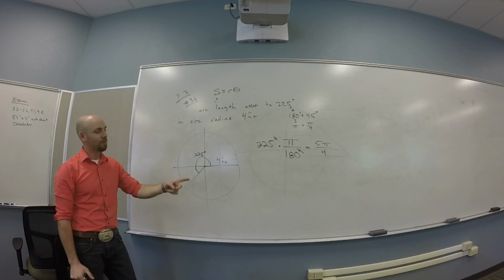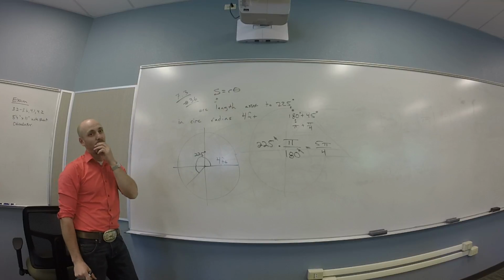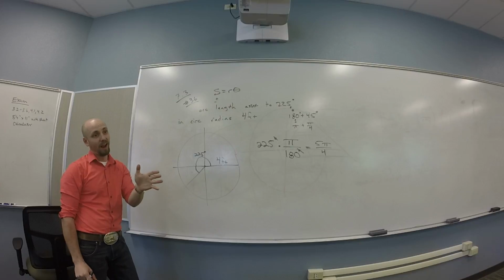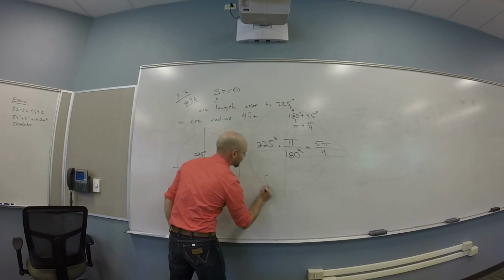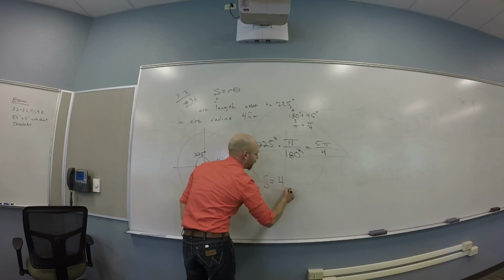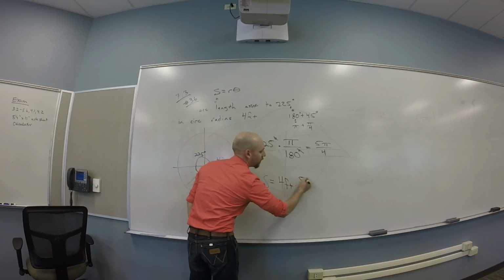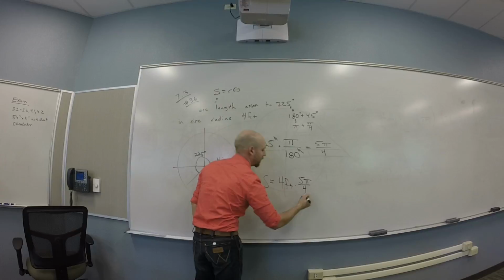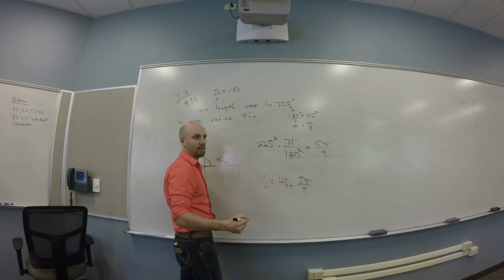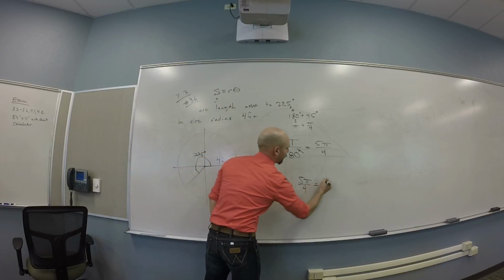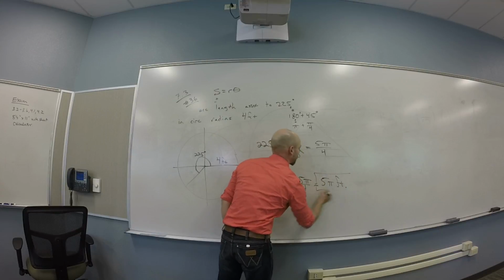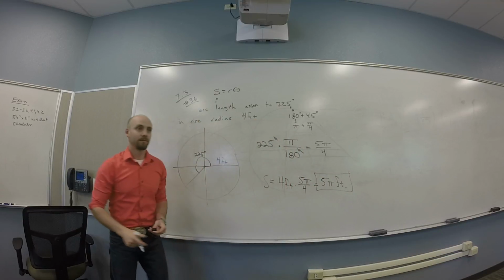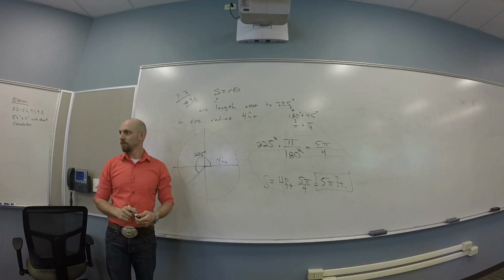Okay, so you got 5 pi over 4, then what? Plug it into the formula. So s is 4 feet times 5 pi over 4. So that was just pi, and so you get 5 pi feet. Cool?